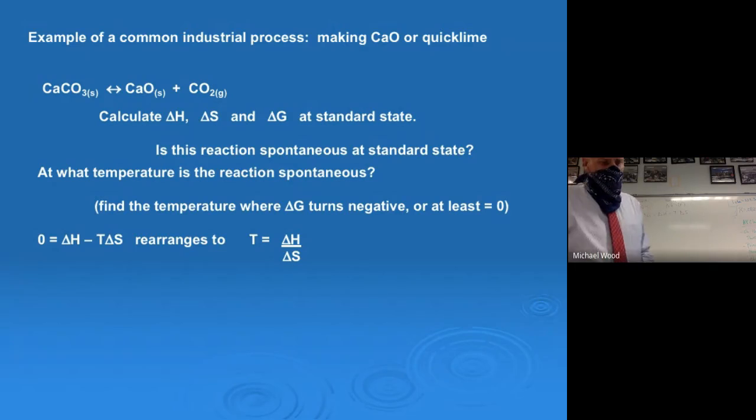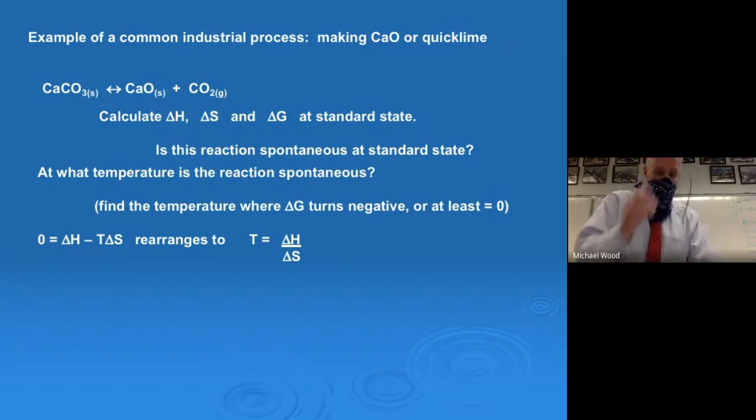Let me see in my notes here. One other thing we're going to talk about today: when delta G is 0, this is when the system is at equilibrium or there's a change in state, and you'll see that in a problem we're going to do this morning, a change of state.